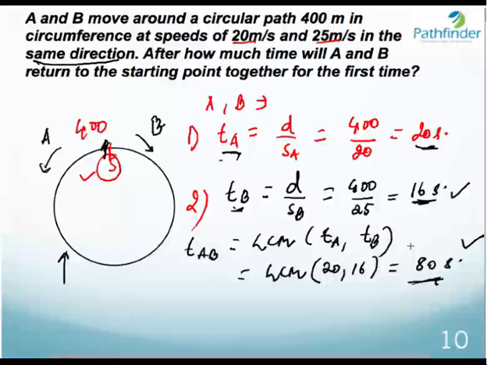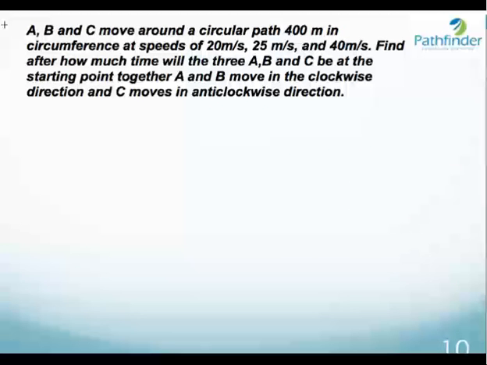Let us now look at another similar question based on circular races. So we have A, B and C who move around a circular path 400 meter in circumference at speeds of 20, 25 and 40 meter per second. Find after how much time will the three, A, B and C, be at the starting point together if A and B move in the clockwise direction and C moves in anti-clockwise direction.